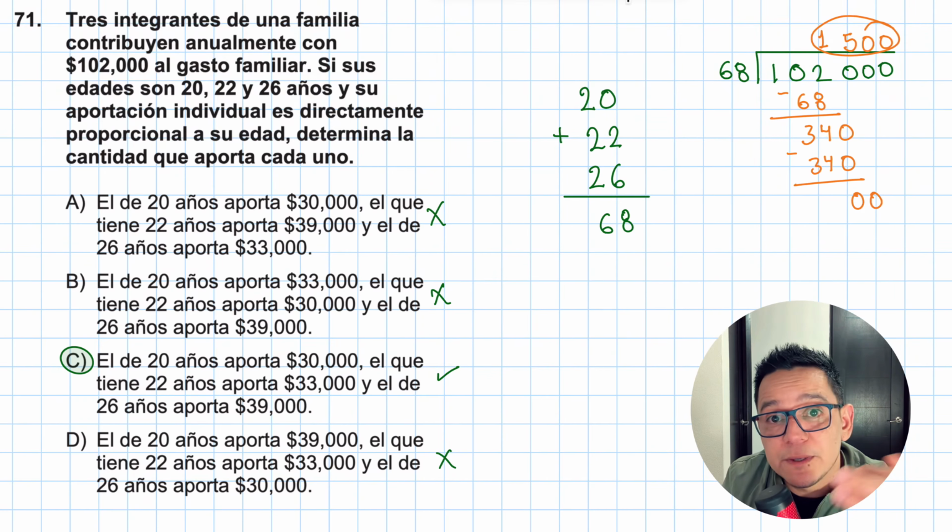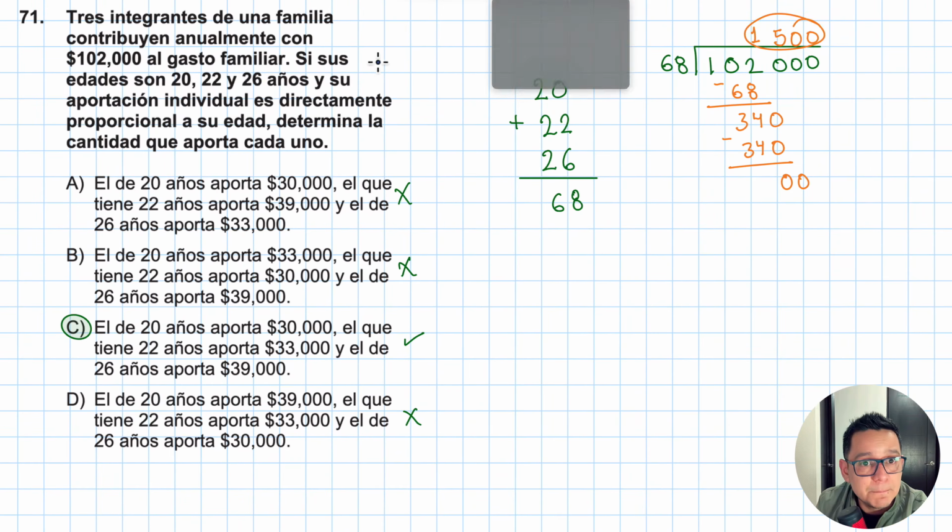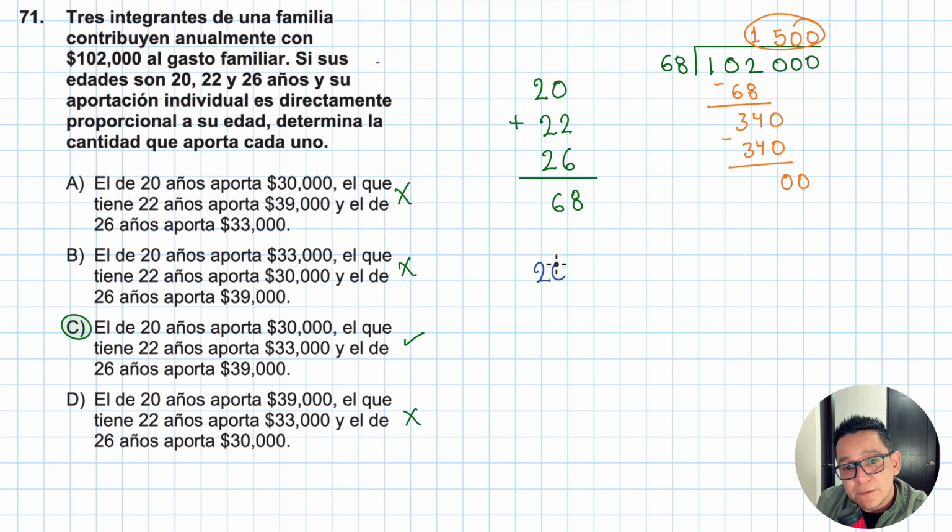Therefore, if I want to know what someone who is 20 years old contributes, then I will multiply 20 by what they should contribute for each year of life, which is 1,500 pesos. We do the multiplication by 15, that's 30, and we have 1, 2, 3 zeros. So 20 times 1,500 gives me 30,000, right? Well, 30,000 is what the brother who is 20 years old has to contribute. And let's see if that's true. It says here in the answers.